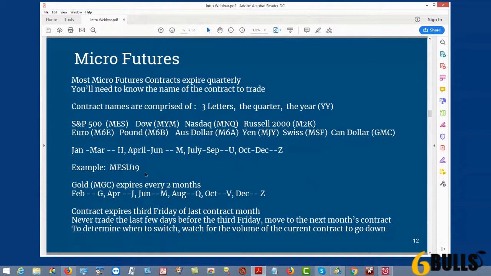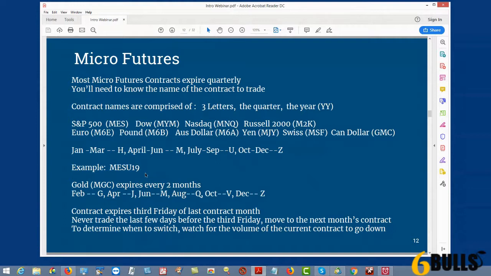Gold is a little bit different because it expires every 2 months instead of every 3. So again, if you're going to be trading gold as a future instead of, let's say, the Forex side, then it expires every 2 months. The contracts expire the third Friday of the last contract month. But here's the deal. You never, ever want to be trading the current contract the last couple weeks of the month. You never wait till the last third Friday to be trading that.